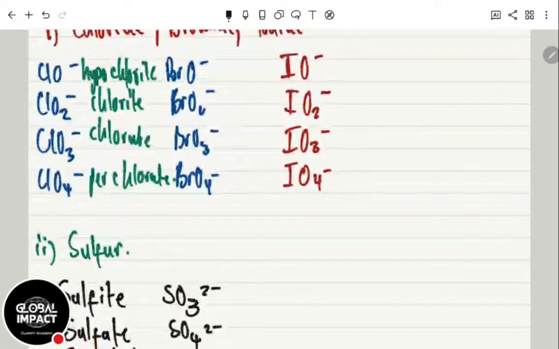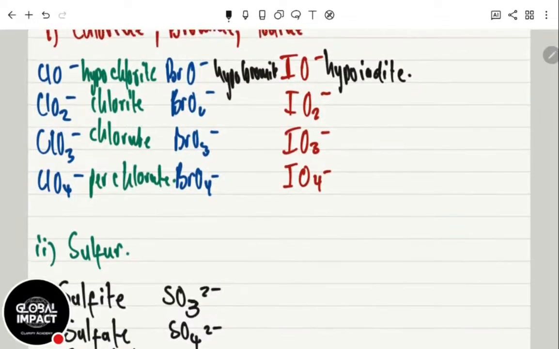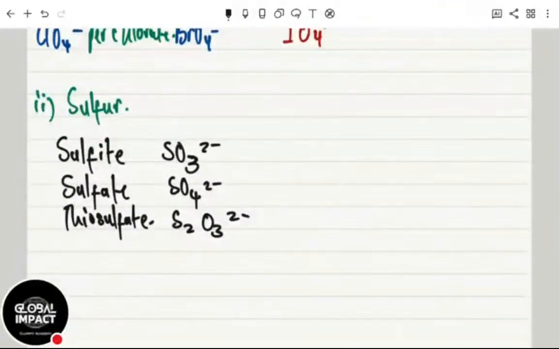For chlorine, it's all minus. If there is a hypochlorite, for bromine it will be hypobromite, and for iodine hypoiodite. We're going to be using this in naming. You have to remember the last part of the name. The things you get are going to be on this list, which we are doing right now. So for sulfur it is sulfite, sulfate, thiosulfate. SO3 is sulfite, then SO4 is sulfate.